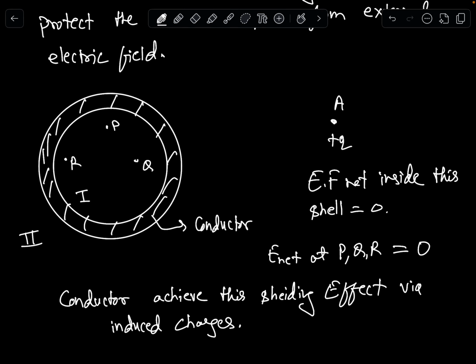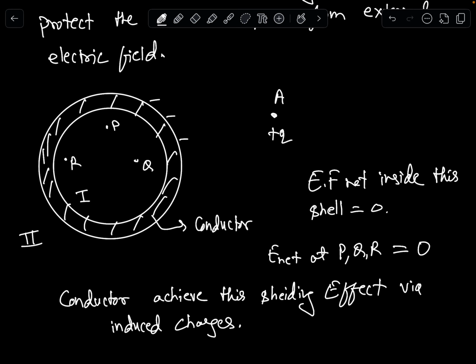Now let's dig into how this conductor is making sure that the net electric field is becoming 0. Here I have a positive charge, which I said. Let's bring it a little bit close. When a conductor is placed in front of this positive charge, as you know, a conductor has a lot of free electrons. This positive charge plus Q kept at A will attract those free electrons, because like charges repel each other and unlike charges attract each other. So many of the free electrons will get attracted by this charge.